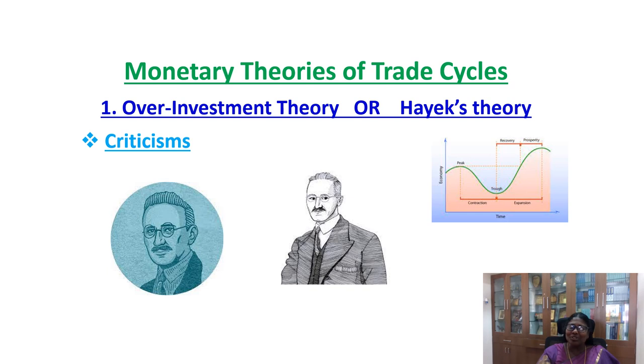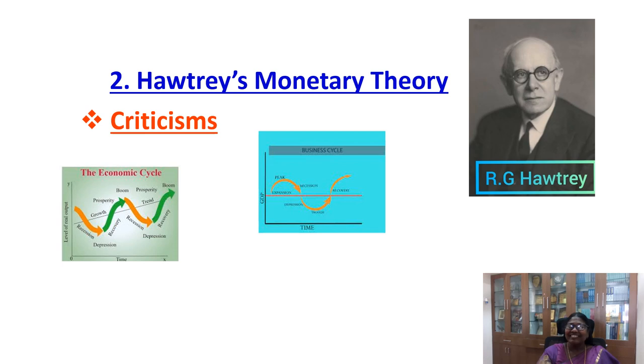It is not easy to transfer resources from capital goods industries to consumer goods industries and vice versa. This theory does not explain all the phases of trade cycle. It gives too much importance to rate of interest in determining investment. It has neglected other factors determining investment. Hayek has suggested that the volume of money supply should be kept neutral to solve the problem of cyclical fluctuations. But this concept of neutrality of money is based on the old quantity theory of money, which has lost its validity. Now, we will shift on to Hawtrey's monetary theory of trade cycle.